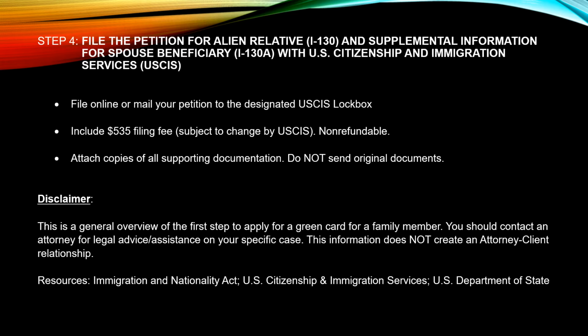Step 4. File the petition for the alien relative Form I-130 and supplemental information for spouse beneficiary Form I-130A with U.S. Citizenship and Immigration Services, also known as USCIS. You may file the petition online or mail the petition to the designated USCIS lockbox. It's always best to look up the address for your lockbox. There are several, and they may change depending on when you file the Form I-130 and the I-130A.